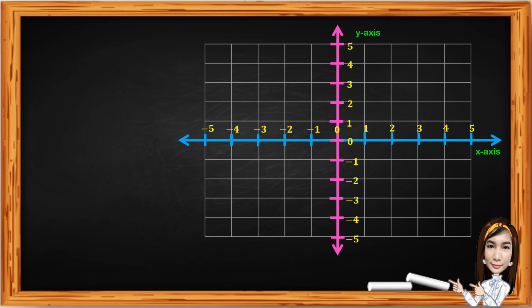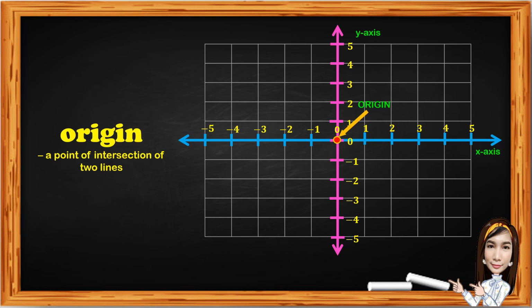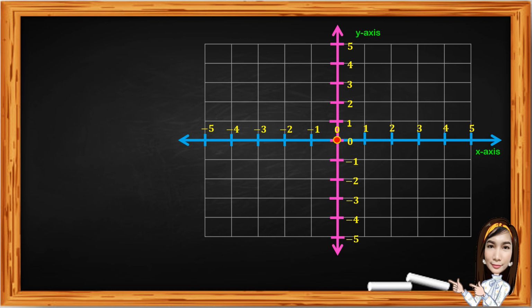Now, let's proceed to the other parts of the Cartesian plane and its uses. As I have mentioned earlier, 2 lines are perpendicular to each other and they meet at a point called the origin. So the origin is the point of intersection of the 2 lines, or the coordinate axes. The 2 axes divide the plane into 4 quadrants, labeled or numbered in a counterclockwise direction.